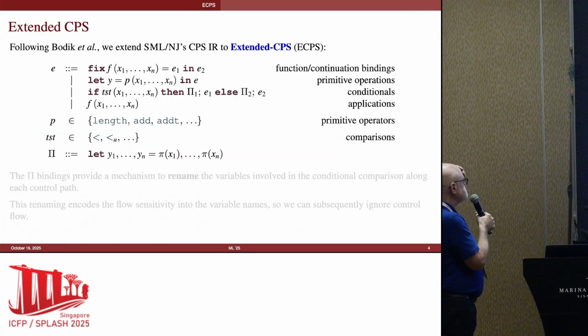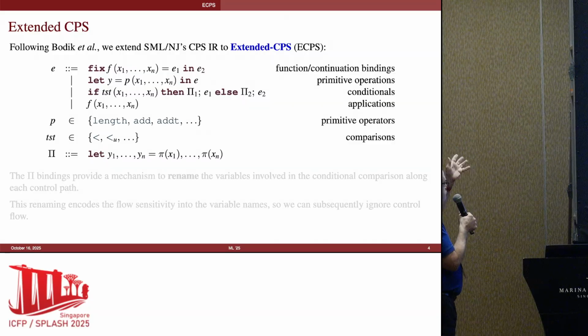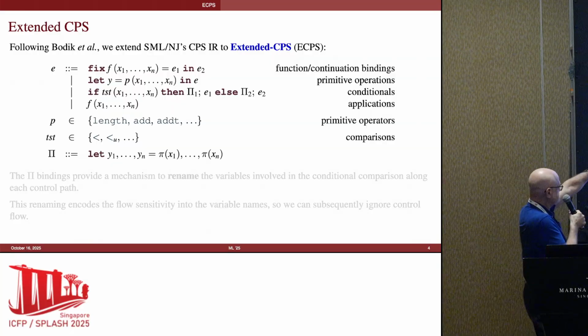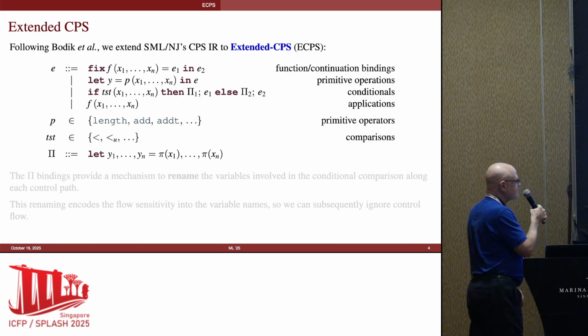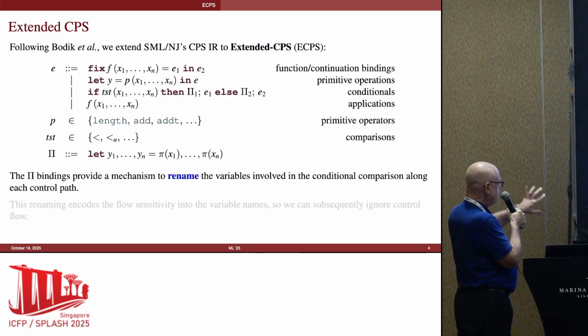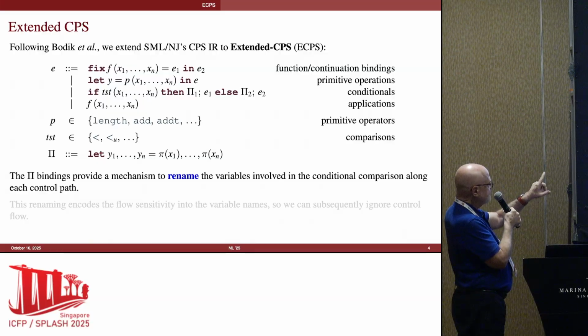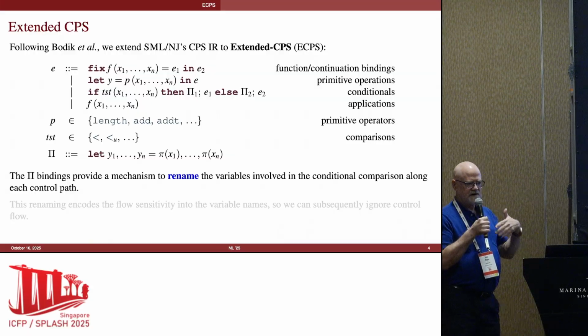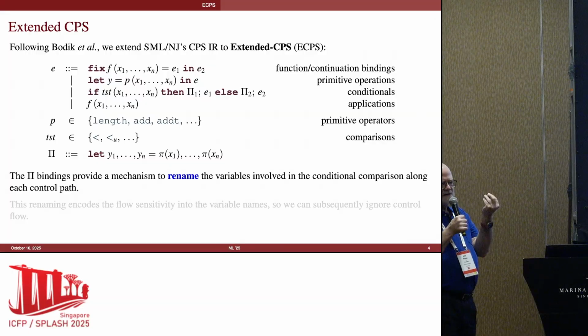Okay. So CPS. This is a fragment of the intermediate representation that the SML New Jersey compiler uses, extended with these pi things. And the idea of these pi bindings is that they provide a mechanism to rename variables along splits in the control flow graph. So if you know SSA, you have phi nodes which provide a way to rename variables at points where control flow joins.